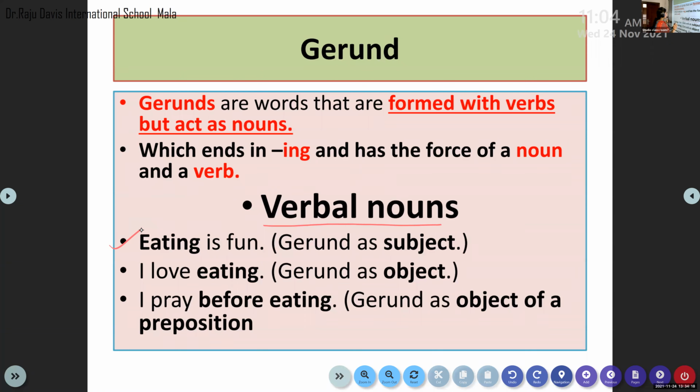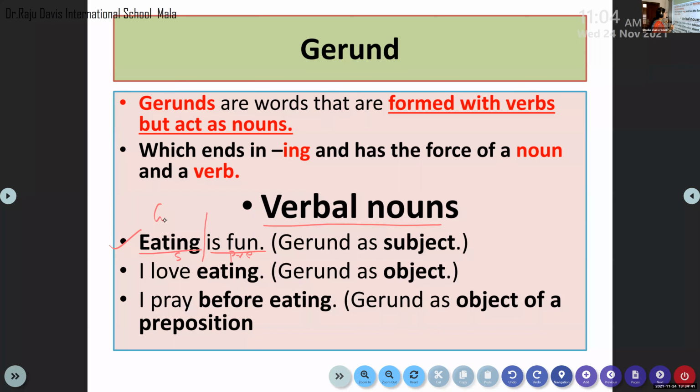My question, children: divide the sentence into subject and predicate. Ma'am, eating is the subject and "is fun" is the predicate. Okay, so the gerund is in which position? It is in the subject position, isn't it? Yes, ma'am. So this is a gerund used in the position of a subject.